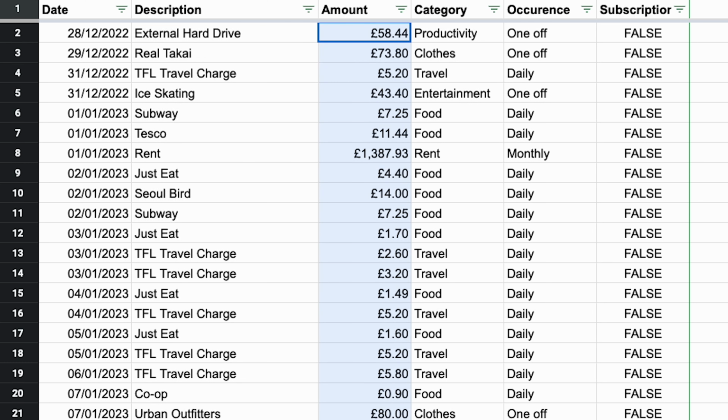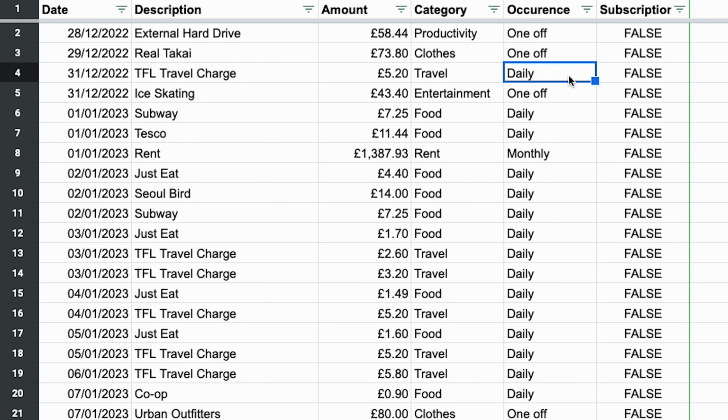And then I've logged the amount of every single transaction. I've put it in some sort of category and I gave it an occurrence. This is basically how often I'm making this purchase. Am I making this type of purchase daily, or is it a one-off, or is it a monthly type of purchase? This last column's not too important. It's basically, is it a subscription? Like, is it automatically coming out of my bank account, or did I intentionally spend that money that day?